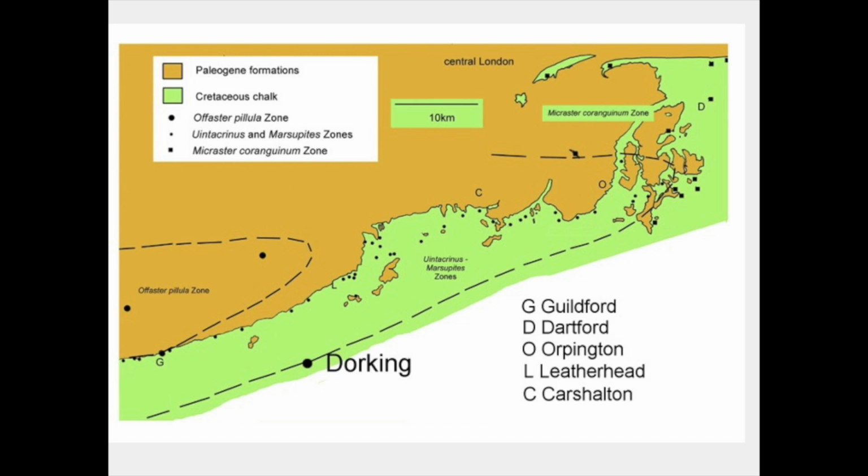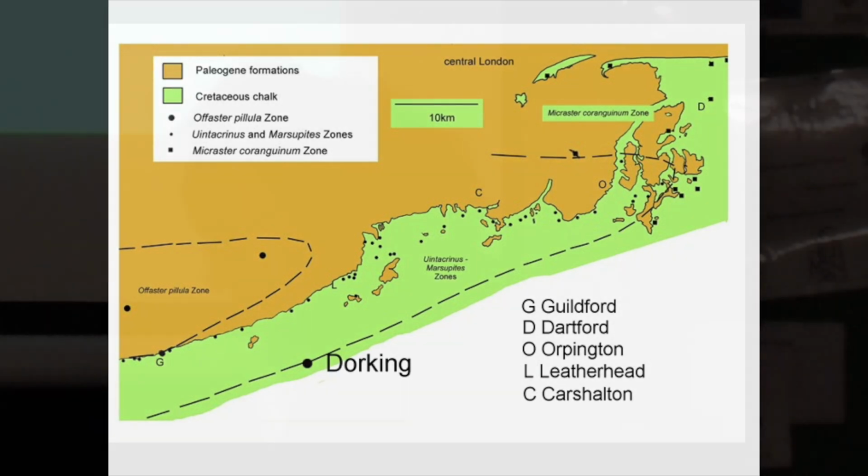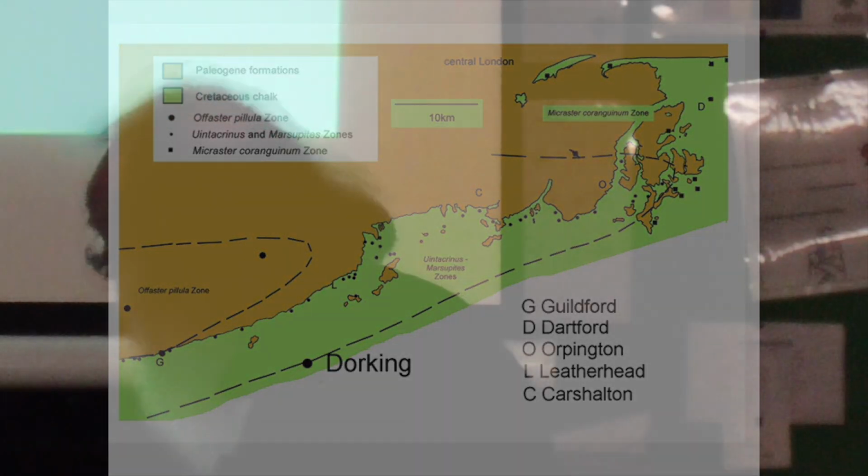So the brown is essentially the Paleogene, and the green is the chalk. And by plotting all these distributions of the fossils they found, you can show that there's Dorking, just to show I know where I am, and there's Guildford, and underneath this area is a syncline. It's a very gentle westerly plunging syncline, which we can delimit from these chalk fossils. So this is how I built that map of the chalk underneath the Paleogene. It was a real pain in the arse.